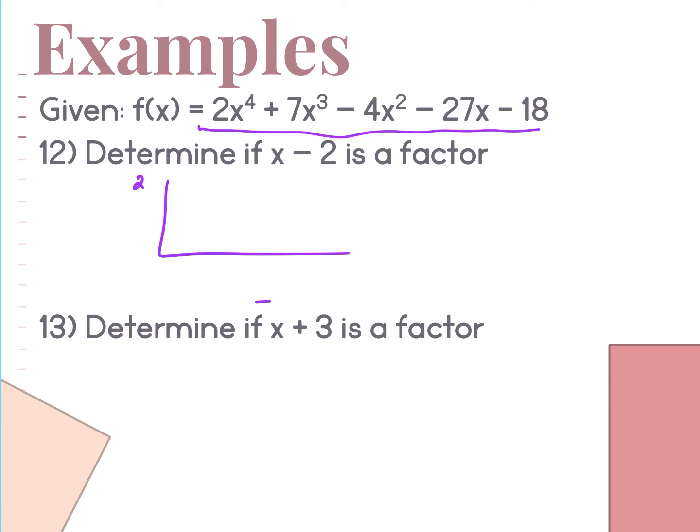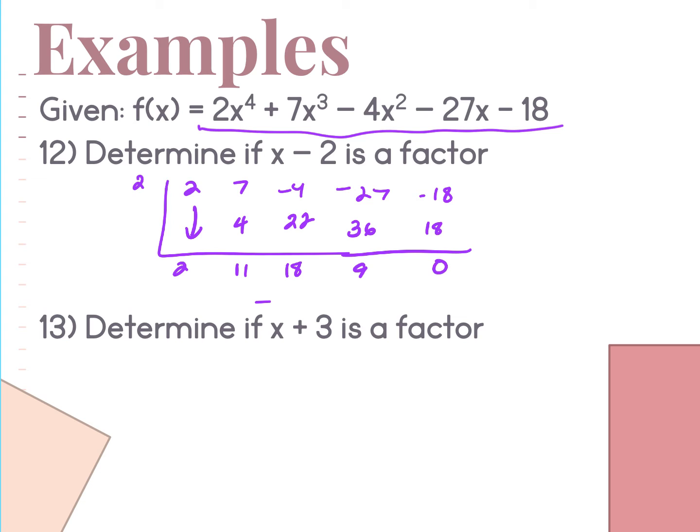It's already in decreasing degree order, so it's 2, 7, negative 4, negative 27, negative 18. Bring down the 2. Multiply it, put it in the next column, add it. Multiply it, put it in the next column, add it. Multiply it, put it in the next column, add it. Multiply it, put it in the next column. And my remainder is 0, so this is just yes. Okay, it is a factor.